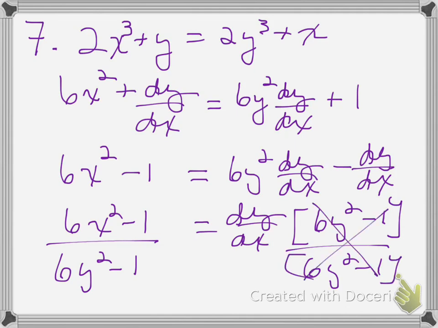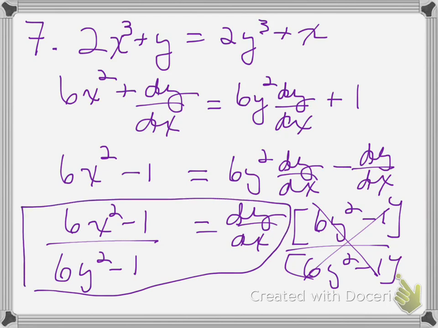Now, we did all kinds of nice fancy canceling in the last problem. You cannot cancel anything here. So this is your answer. Those 6's cannot be canceled. Neither can the 1's. So hold yourself back. Don't do anything foolish. Okay, that's your final answer. Now, notice that you could have written this by multiplying the top and the bottom by negative 1, and that would give you 1 minus 6x squared over 1 minus 6y squared. That's equivalent to the answer I have.